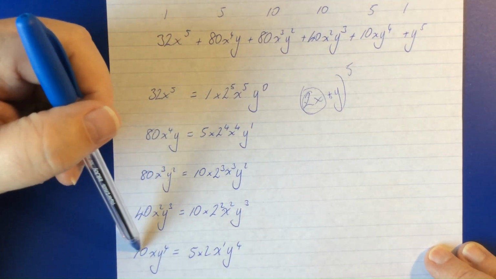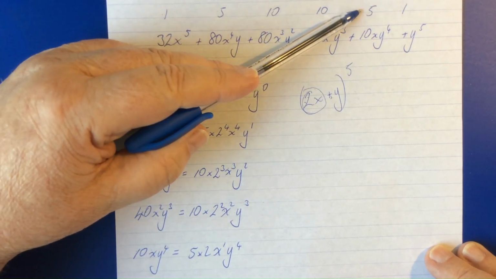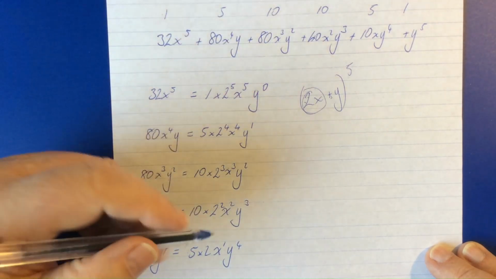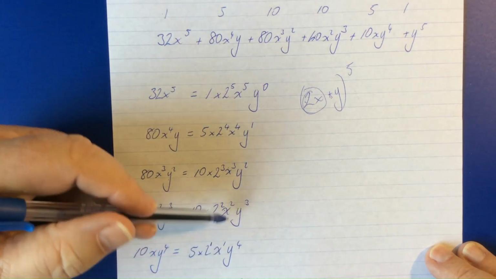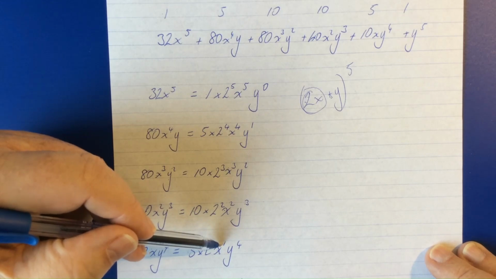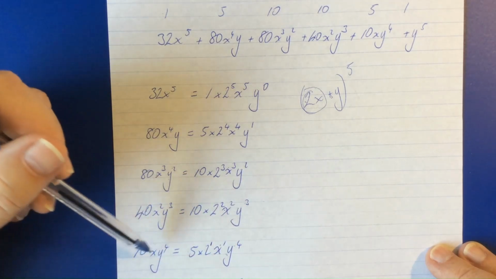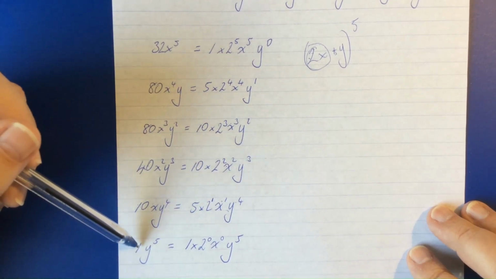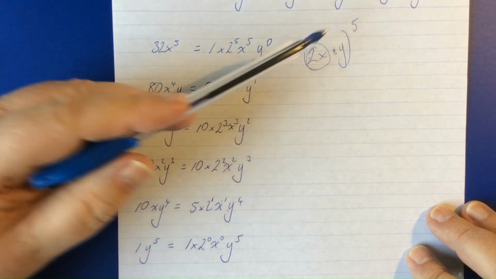Next expression, 10xy to the 4th. This is our multiplier for the coefficient. 5 times 2 to the power of 1, if you will, is 5 2s are 10. x to the power of 1, we've moved down 1 again. y to the power of 4, we've added 1. And we get 10xy to the fourth. And the very last one, which is just down here, is y to the power of 5.